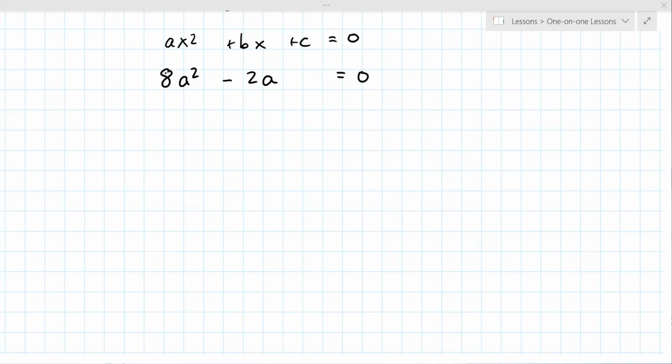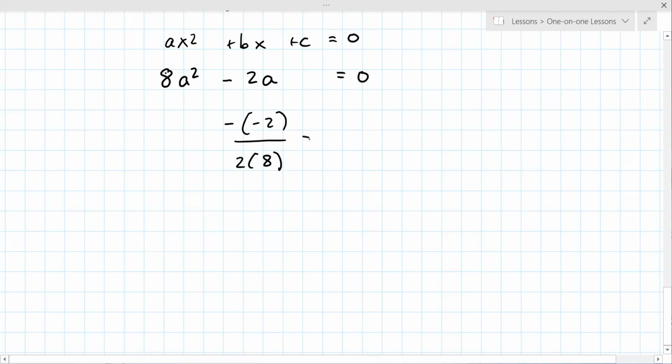Is it not possible to get fractions for these? You can. This one is minus -2 over 2 times 8, which is 2 over 16, which is 1/8, and that's totally reasonable. Okay. That's what I got. So let's get back to the one that you were given.